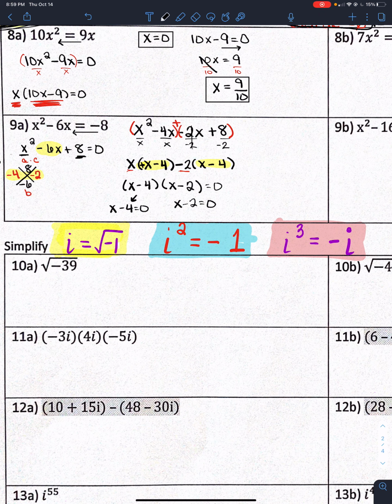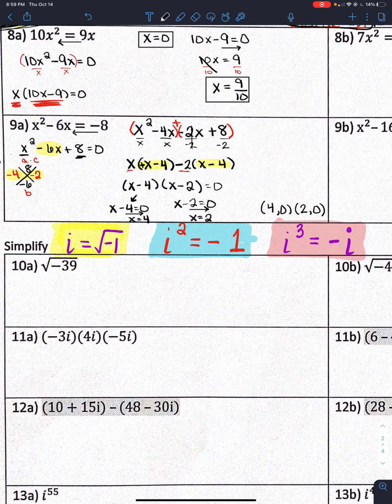X minus 4 equals 0. I have to move the -4 to the other side so that I get x equals +4. This one moved -2 over to the other side, so I get x equals +2. So to solve it, I have 4, 0, and 2, 0. Okay?